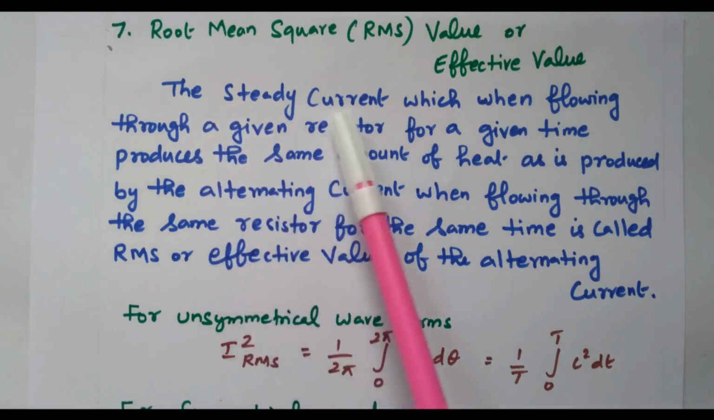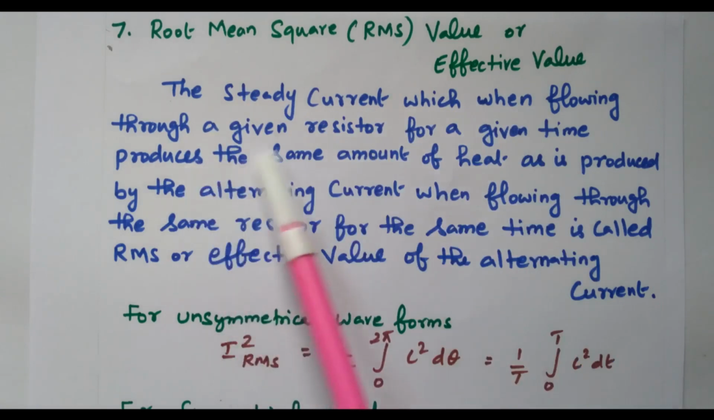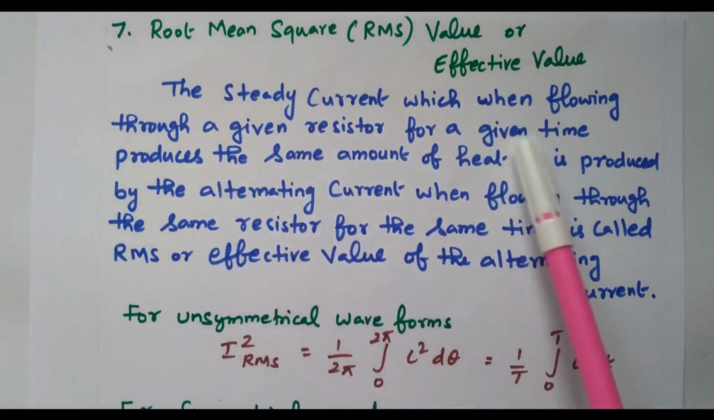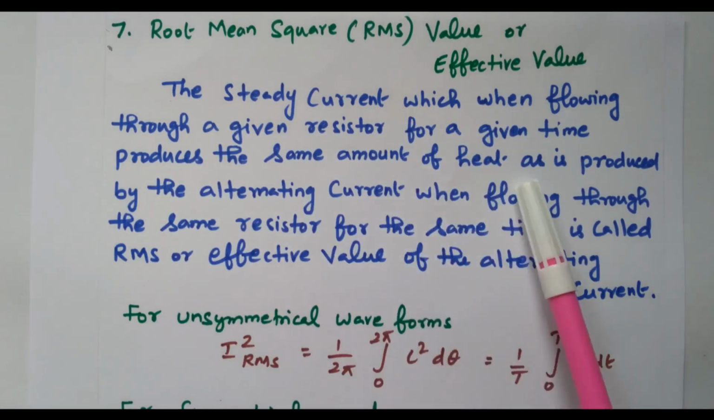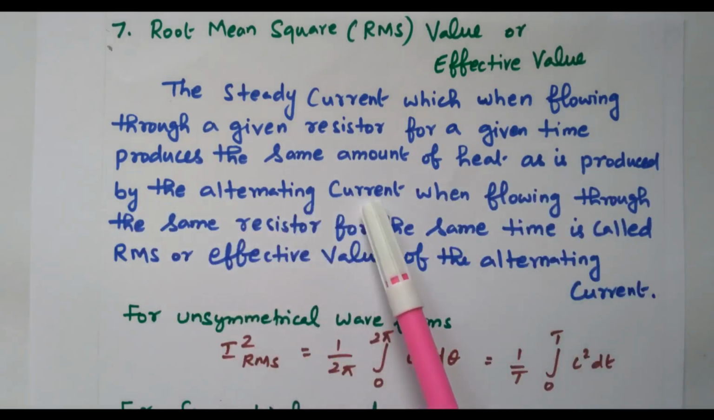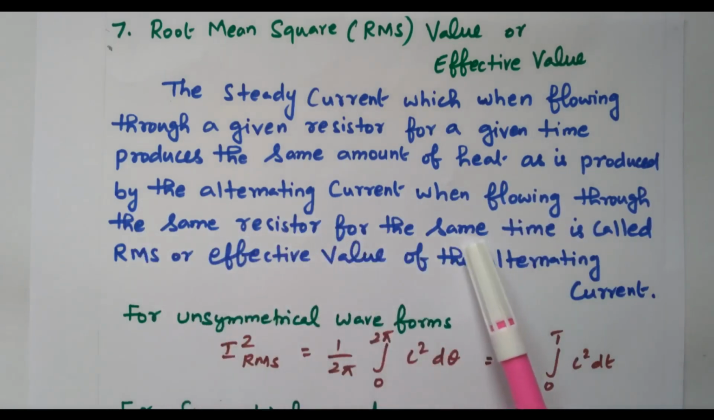The steady current which, when flowing through a given resistor for a given time, produces the same amount of heat that is produced by an alternating current flowing through the same resistor for the same time, is called the RMS or effective value of an alternating current. Again, what is the definition?